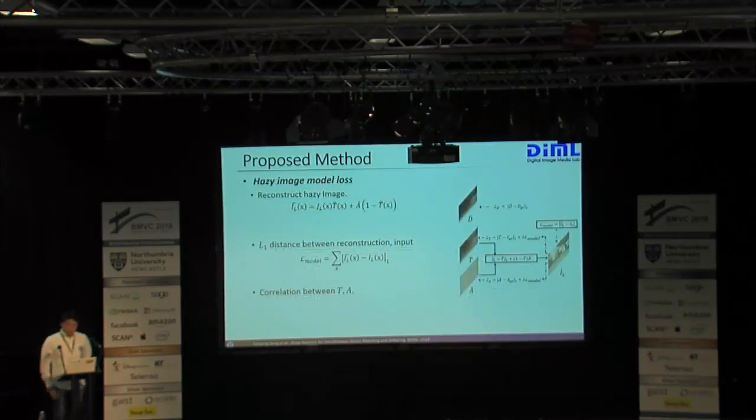Now, loss functions to train those networks will be introduced. First, I'll introduce our new loss for dehazing. We name it hazy image model loss.